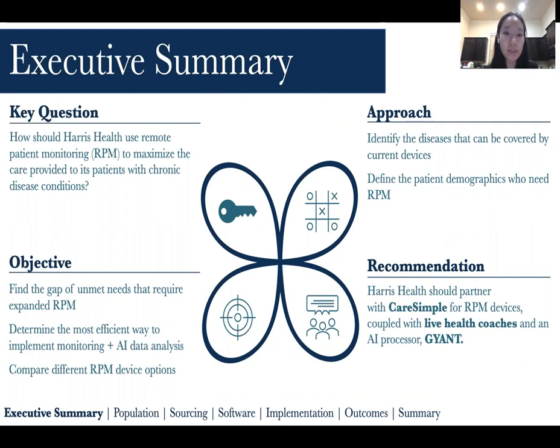The approach involves defining the patient demographics who are in need of RPM and identifying the diseases that can be covered by current devices. Finally, our recommendation is that Harris Health should partner with CareSimple for RPM devices, use Giant as the AI processor, and acquire health coaches.